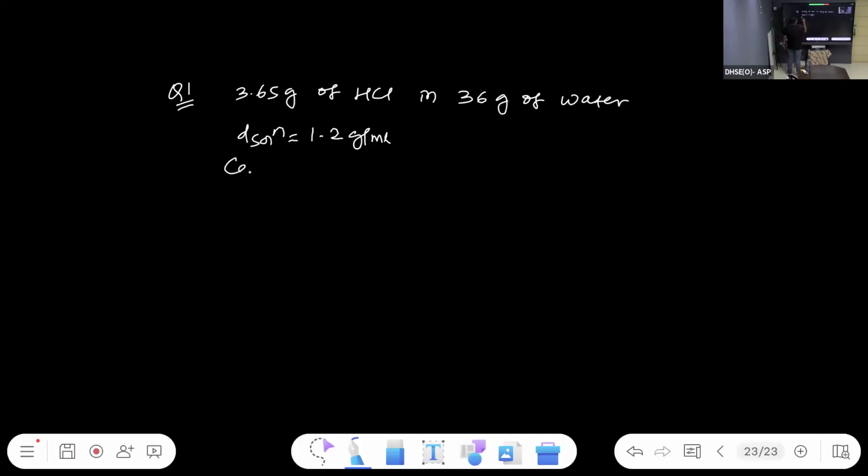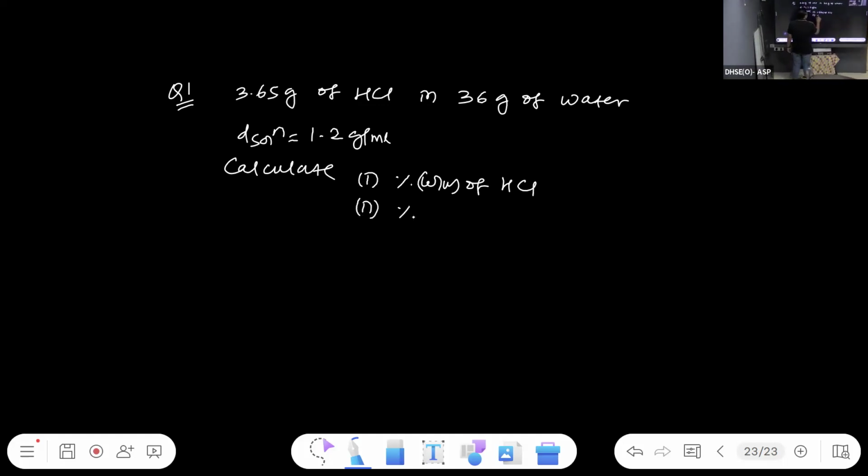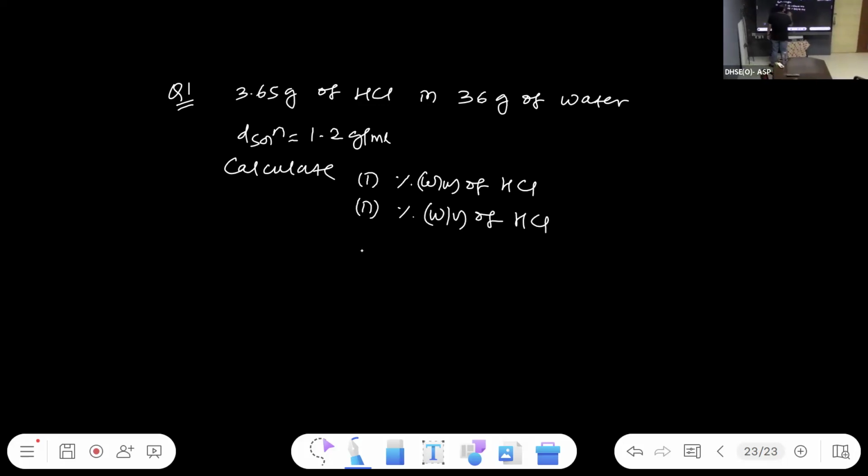Calculate first percentage weight by weight of HCl, second percentage weight by volume of HCl, third mole fraction of HCl. Students, try these three parts quickly. Take 2 minutes.